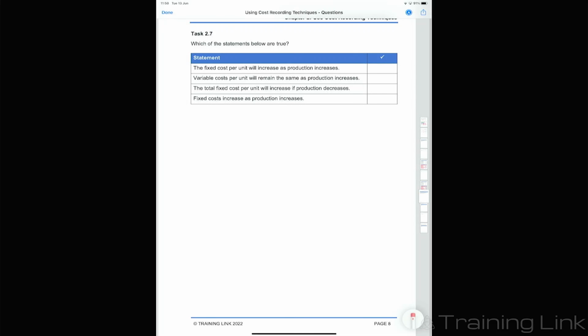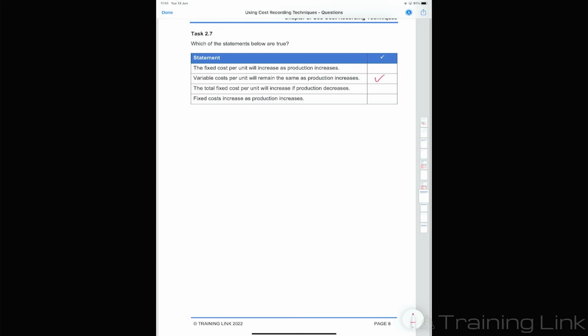Next one, variable cost per unit will remain the same as production increases. That is correct. So again, looking at the unit cost itself there, that's what the variable costs are per unit. Okay, so the direct costs. If it costs £10 to make one chair, it still costs £10 to make 100 chairs, etc. But it will be the total cost that increases as production increases. The actual variable cost per unit remains the same.